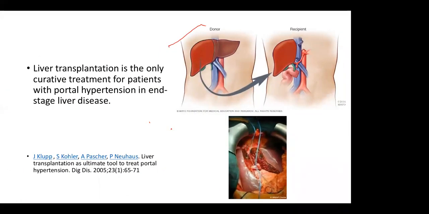So, ending up with all this, the best option for treating those patients with portal hypertension is liver transplantation. It is the only curative treatment for patients with portal hypertension in end-stage liver disease.